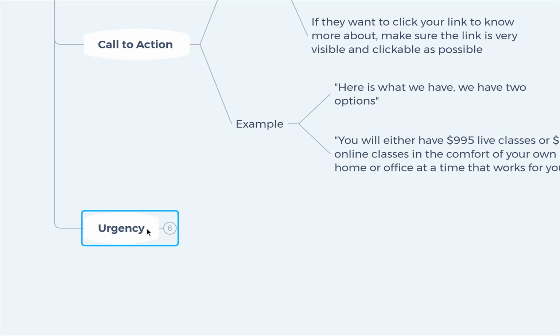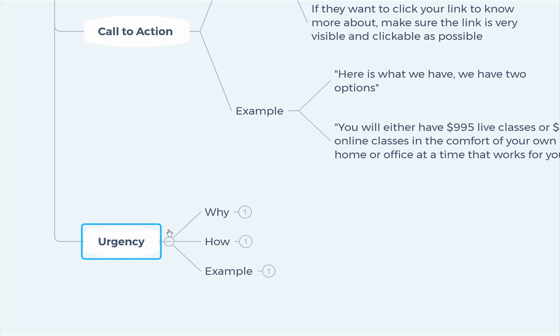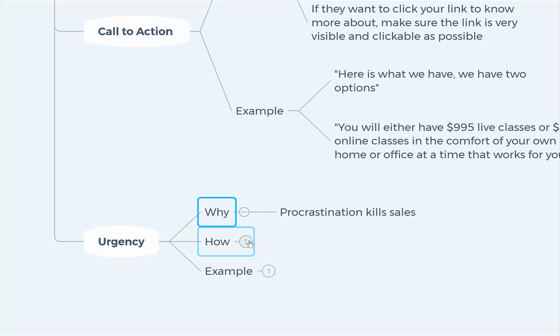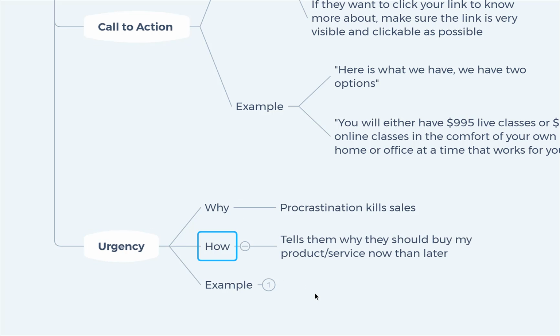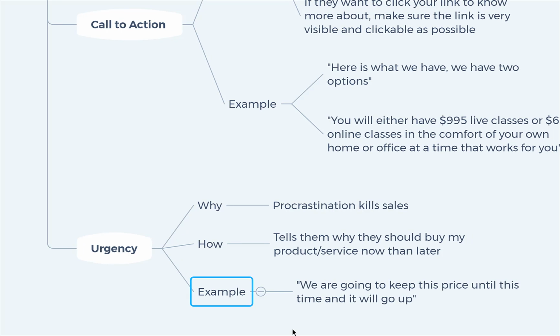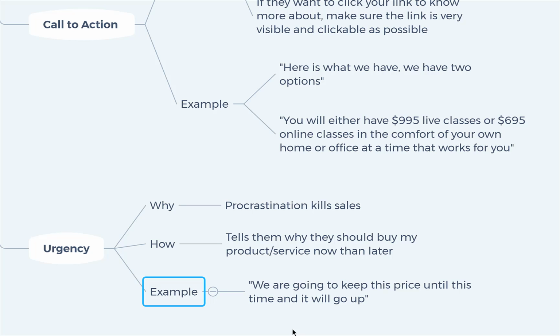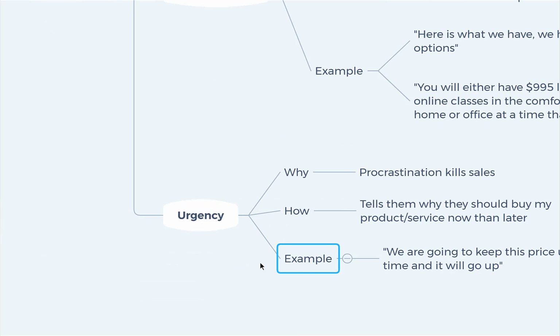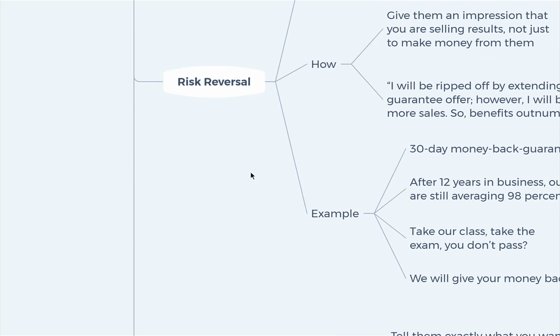Last component will be urgency. Remember, procrastination kills sales. Tell them why they should buy your product or service now, rather than later. Example will be, I'm going to keep this price until this time and then it will go up. Here are all the 10 steps that make your copy so much more persuasive and powerful than ever before.